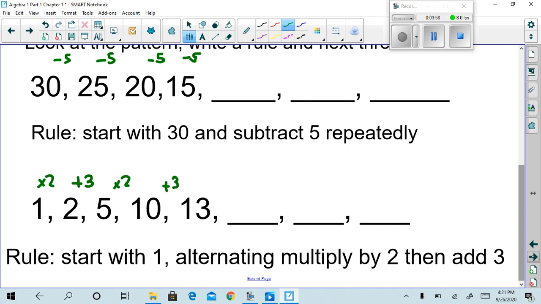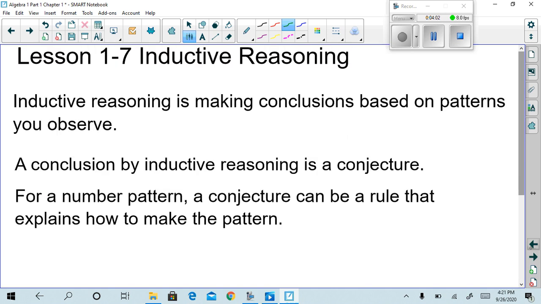On to the next part of this, which is giving you the background information. In this next slide, I'm just telling you that inductive reasoning is making conclusions based on patterns that you're observing. That conclusion by inductive reasoning is called a conjecture. For a number pattern, a conjecture can be a rule that explains how to make that pattern, and we just illustrated a couple. Now let's just look at 1 or 2 more.